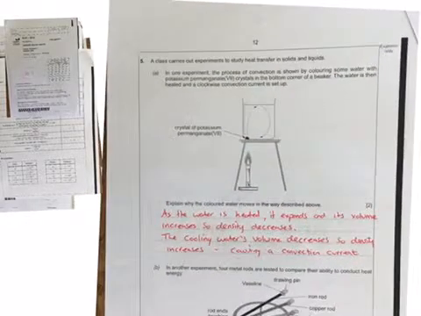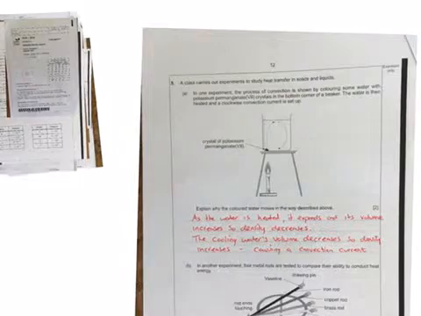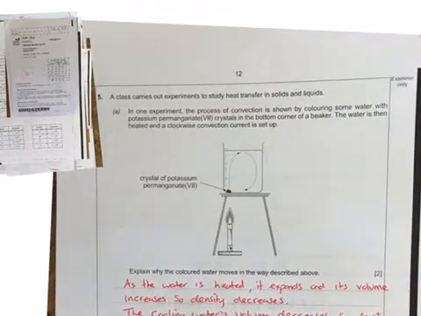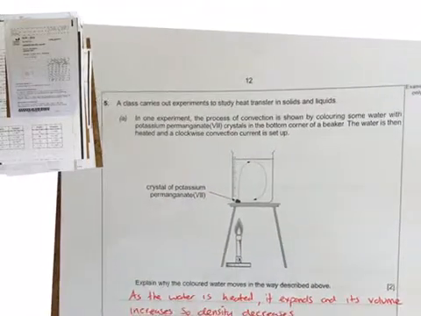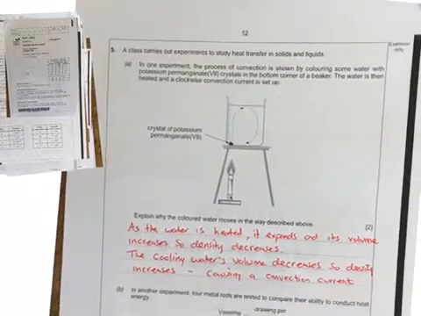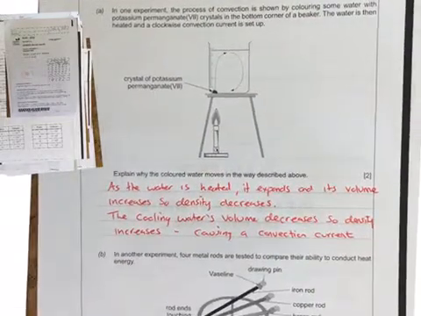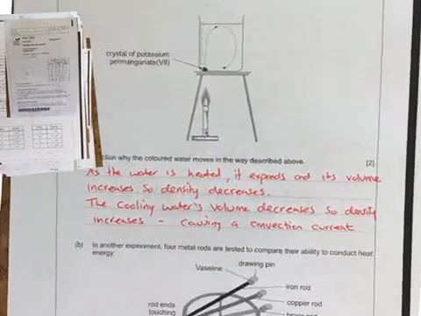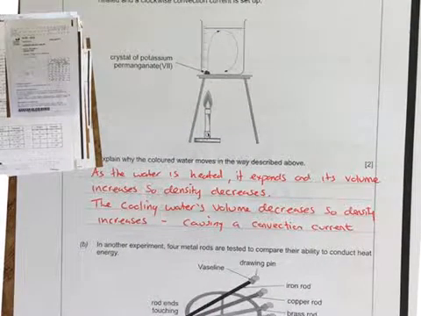This is likely to be the second part of the video now. A class carries out an experiment to study heat transfer in solids and liquids. Explain why the coloured water moves the way it does. So for this, you've got to get densities in.